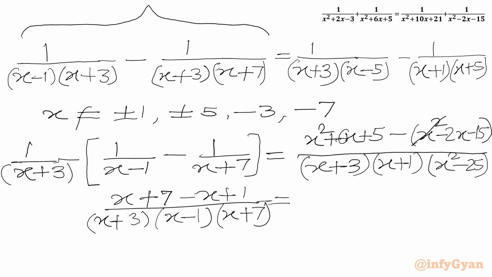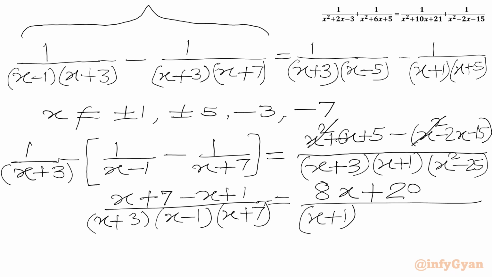And in the RHS, x square will be gone from the numerator. 6x plus 2x, we will write 8x. 5 plus 15, we will write 20. In the denominator, we'll write x plus 1 times x plus 3 times x square minus 25. Now plus x and minus x will be cancelled out. We'll get 7 plus 1 in the numerator, which is 8.